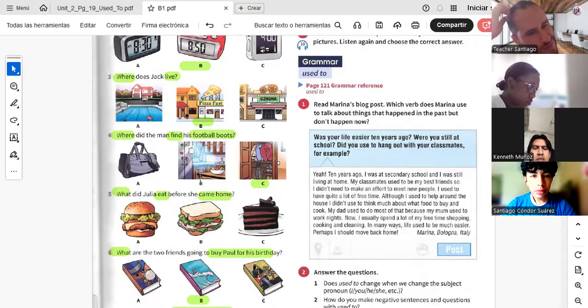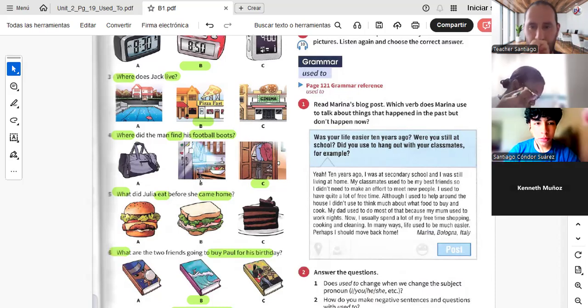4. Where did the moon find his football boots? Have you seen my football boots anywhere? I brought them home from training yesterday. They were wet, so I left them in the kitchen to dry, and now I can't find them. So kitchen is the correct option.